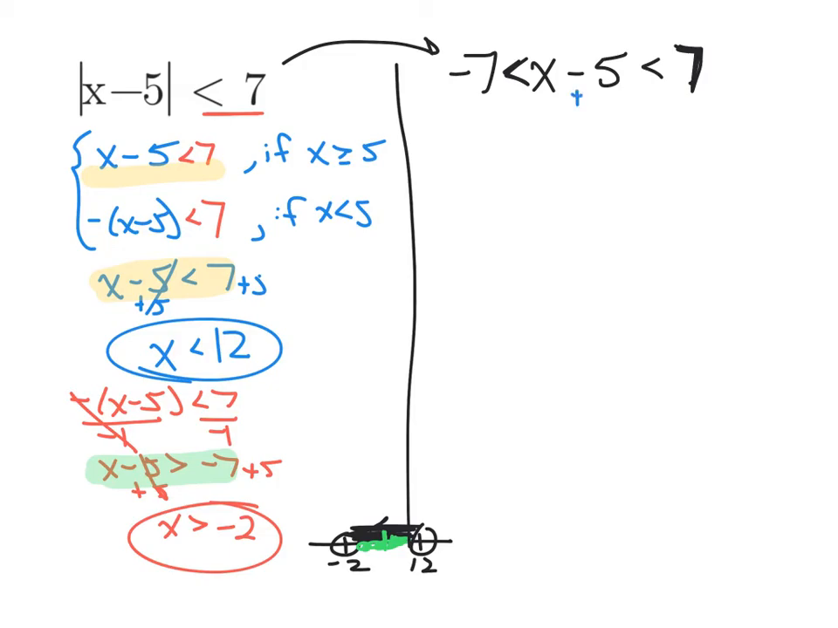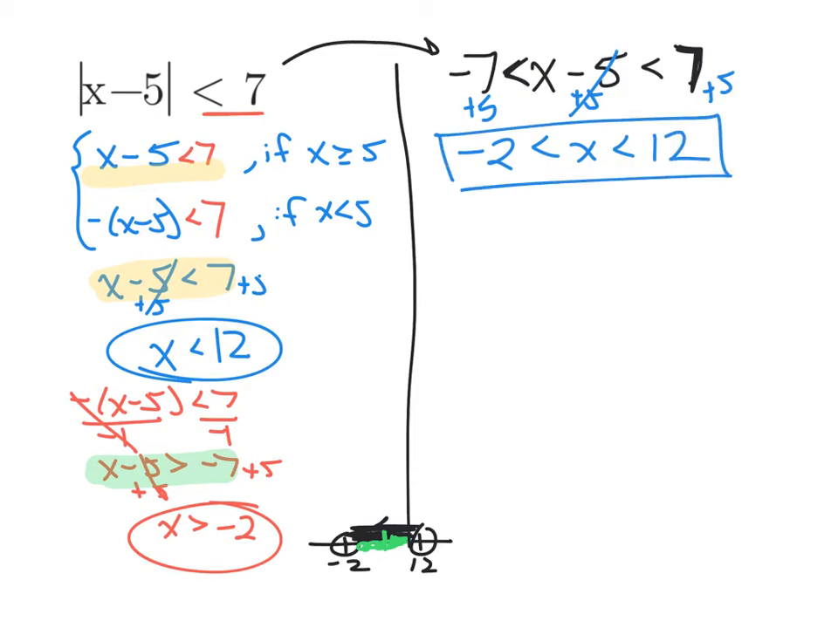To get x alone, I would want to add 5. So whatever I do to one side, I'm going to do to all three sides. I'm going to add 5 and add 5. On the left, we'll have negative 2 is less than x, and on the right, less than 12. And that works a lot quicker.